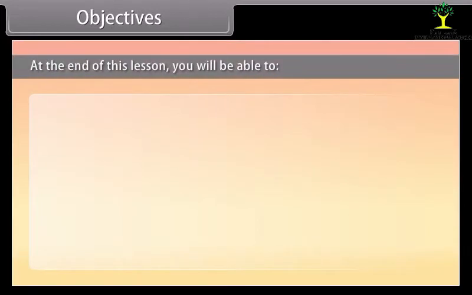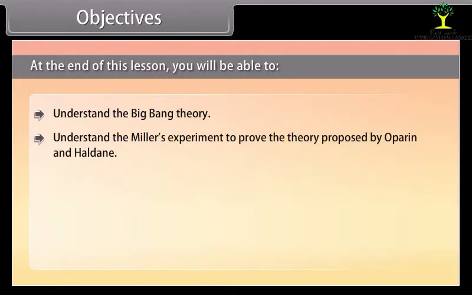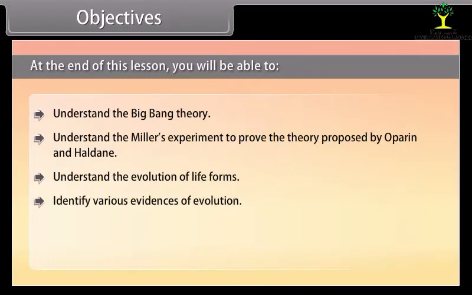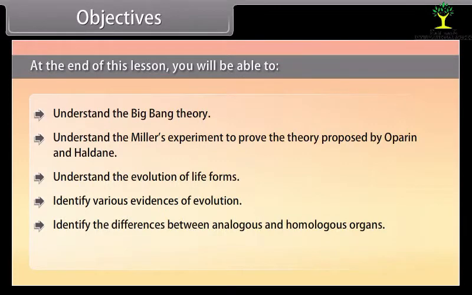Objectives. At the end of this lesson, you'll be able to understand the Big Bang Theory, understand the Miller's experiment to prove the theory proposed by Oparin-Haldane, understand the evolution of life forms, identify various evidences of evolution, identify the differences between analogous and homologous organs, understand the concept of adaptive radiation.